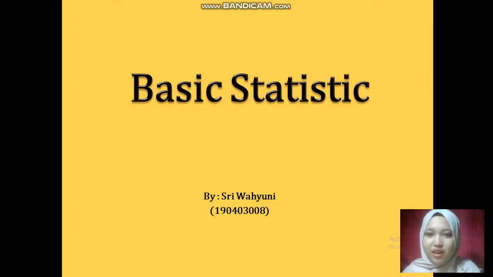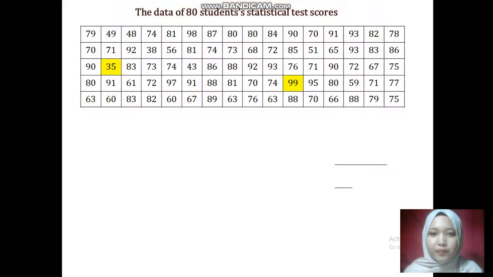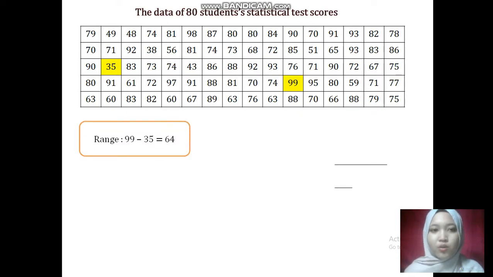How to construct a frequency distribution. So right here there is the raw data of 80 students' statistical test scores. The first process that we need to do is to find the range. The range is the difference between the highest data value and the smallest data value. Here, the highest data value is 99 and the smallest data value is 35. So 99 minus 35 equals 64.